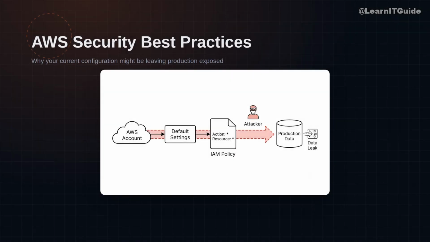Hey everyone, welcome back. In this video, I'm going to walk you through the essential AWS security best practices that every engineer must implement. Most teams rely on default settings, and that is exactly how minor misconfigurations lead to major production data leaks. I have seen systems where a single overly permissive IAM policy gave an attacker full control of an entire account. By the end of this video, you will know exactly how to lock down your infrastructure.